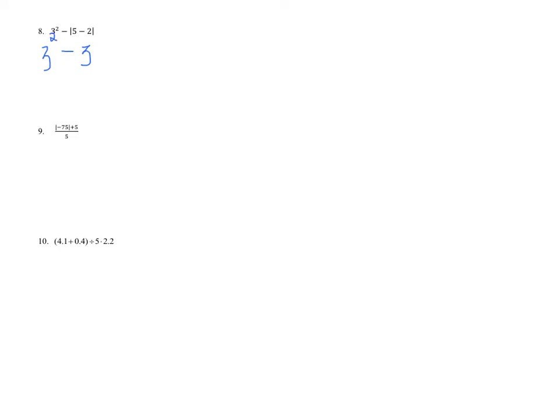Now that my parentheses or grouping symbols are all gone, I move on to exponents. So 3 squared is 9 minus the 3, and lastly 9 minus 3 is 6 for my final answer.